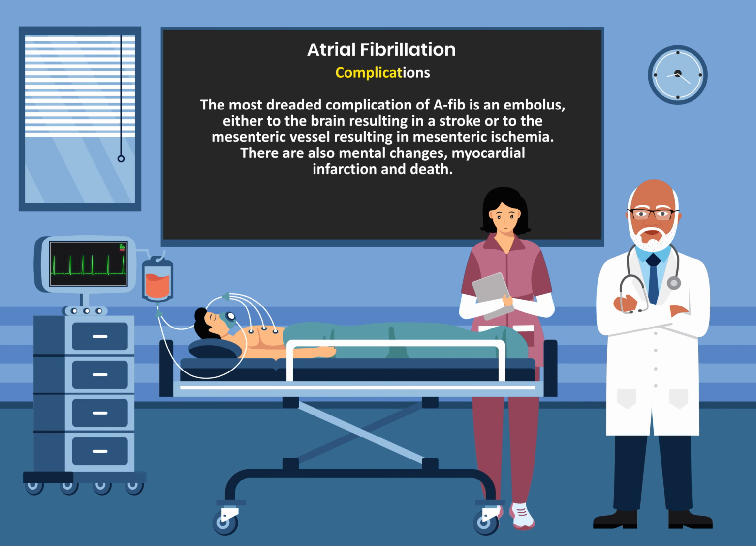The complications of AFib. The most dreaded complication of AFib is an embolus either to the brain, resulting in a stroke, or to the mesenteric vessels, resulting in mesenteric ischemia. There are also mental changes, myocardial infarction, and death.